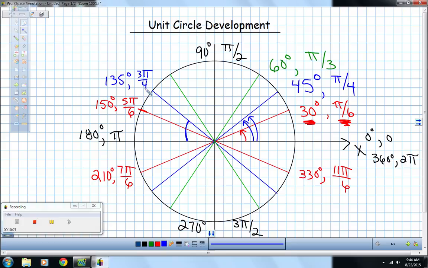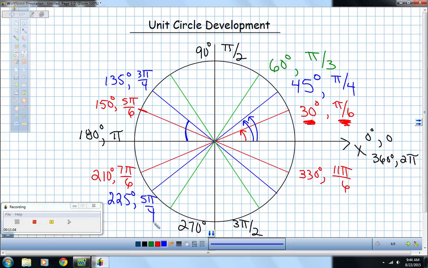All right, let's go into the third quadrant. Let me give you a chance here to get this. If we are 45 degrees past 180, where are we? How about 225 degrees? And if we are pi over 4 past pi, we are at 5 pi over 4. Okay?